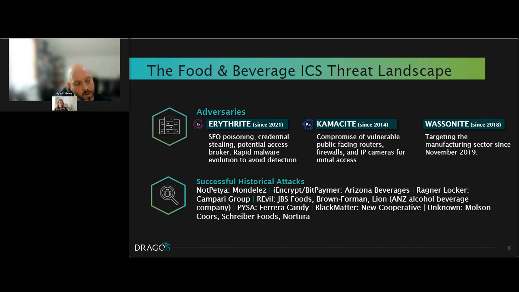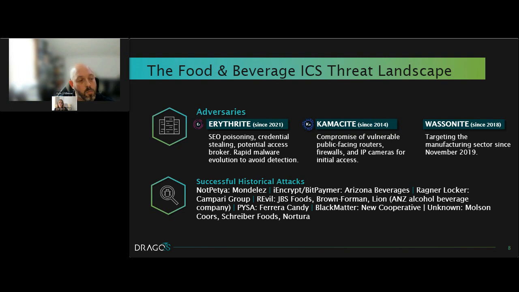So you have Ethereite, which has been known to, in 2021, compromise a bunch of industries, and one of the ones impacted was food and beverage. They use a lot of SEO poisoning, gather the credentials, and are able to deploy their malware in an effective way to beat detections. Camosite is another one. Last year, we saw them in one instance. A food and beverage entity was communicating with known command and control infrastructure associated with this threat actor.